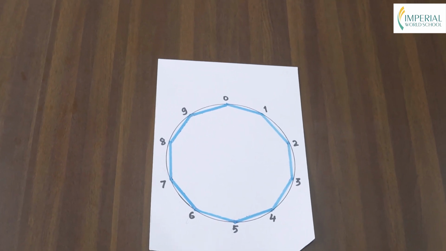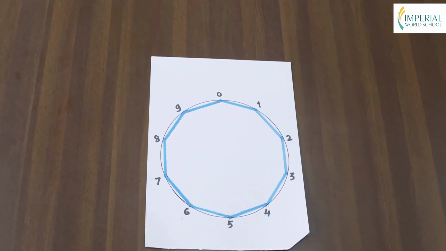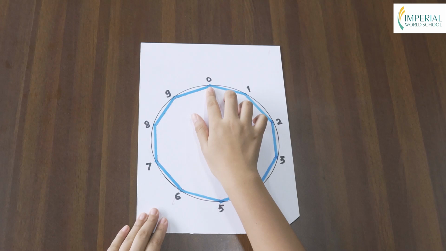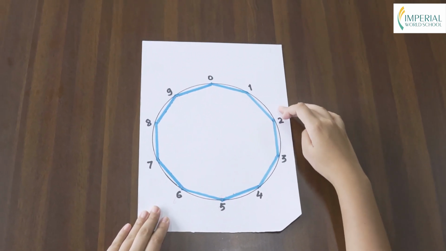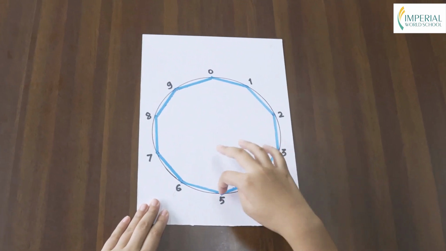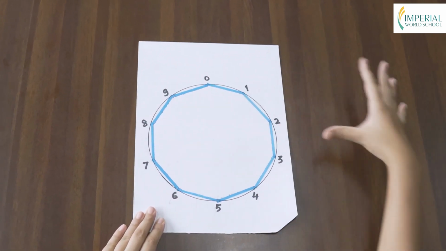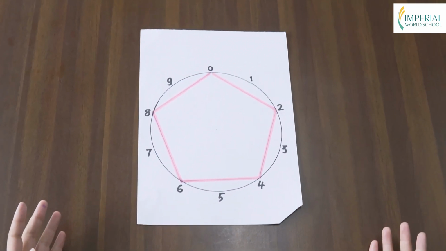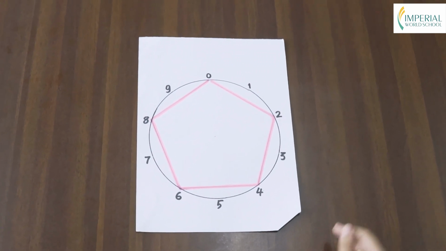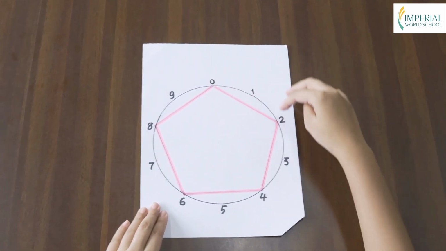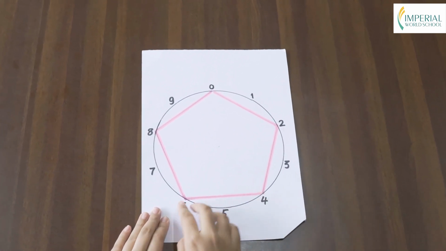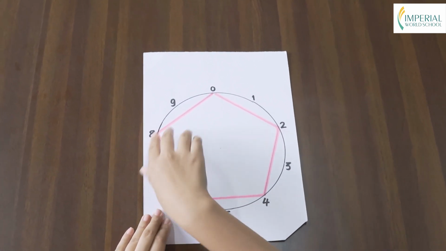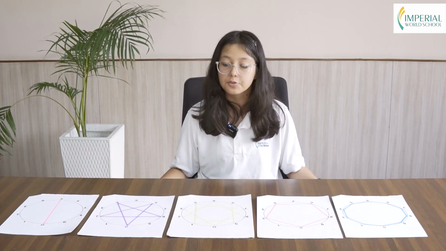Let's visualize the AP having common difference 1. Over here, 0 plus 1 is 1. And then 1 plus 1 is 2. And that way, the common difference keeps on going, making a pattern. This is another example having the common difference 2. So over here, 0 plus 2, 2 plus 2 is 4, 4 plus 2 is 6, and 6 plus 2 is 8, and so on. You can also create some interesting patterns using AP.